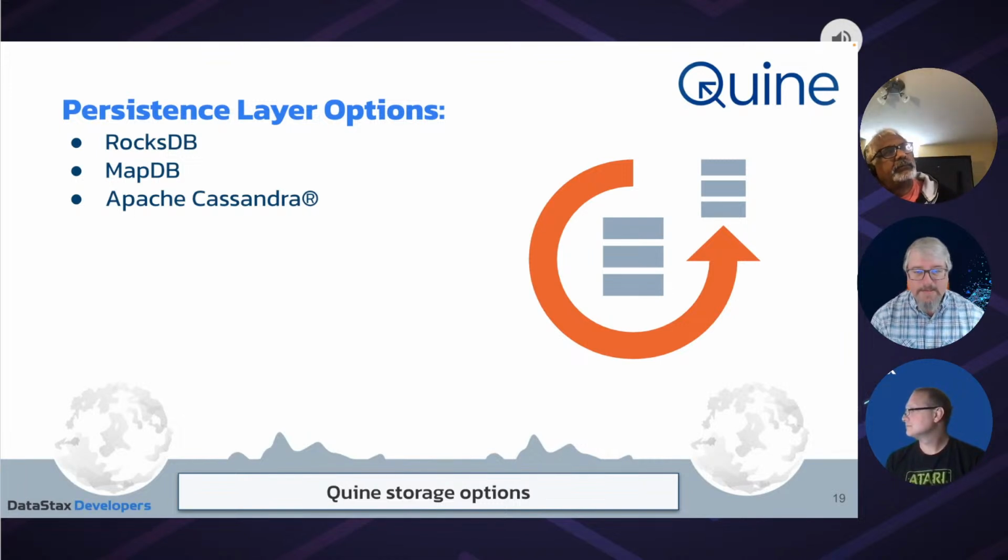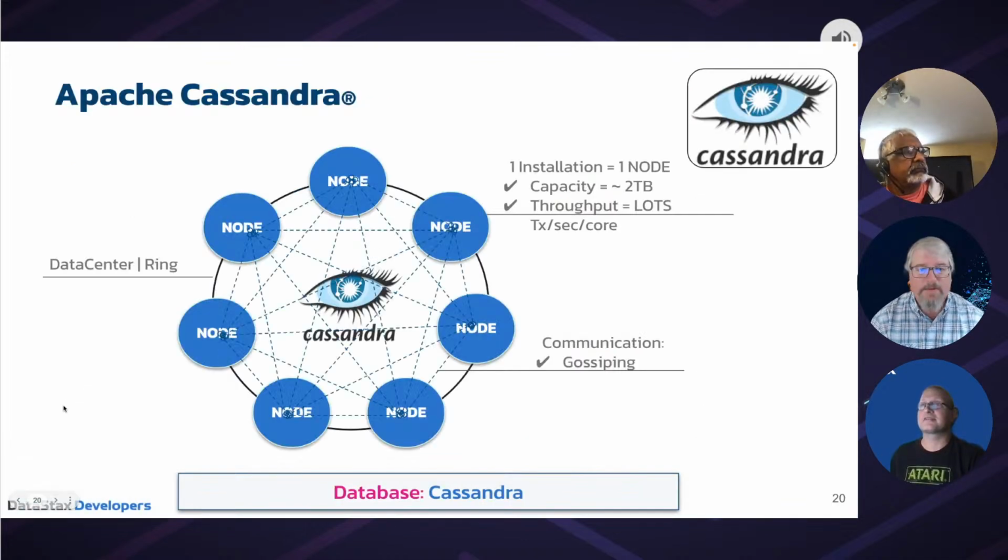For our production data sets, our persistence layer is predominantly Astra. We have some people that have tried to do it with RocksDB, but they rapidly grow out of RocksDB and end up using Apache Cassandra, and in some cases Astra. Astra's our preferred.